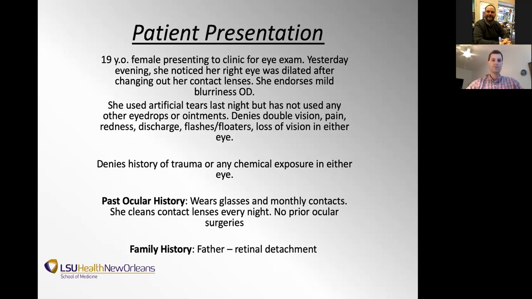She had used some artificial tears last night, but hasn't used any other eye drops or ointments or any other medications for her eyes. She denied any double vision, pain, redness, discharge, flashes, floaters, loss of vision in either eye. There was no history of trauma or chemical exposure. And past ocular history, other than wearing glasses and a monthly contact lens, it was pretty unremarkable. She said she cleaned her contact lenses every night. And the family history was only significant for a father with retinal detachment.